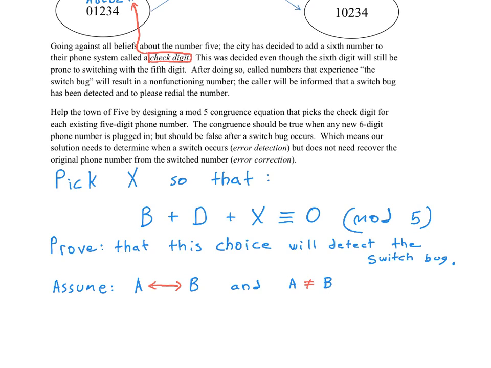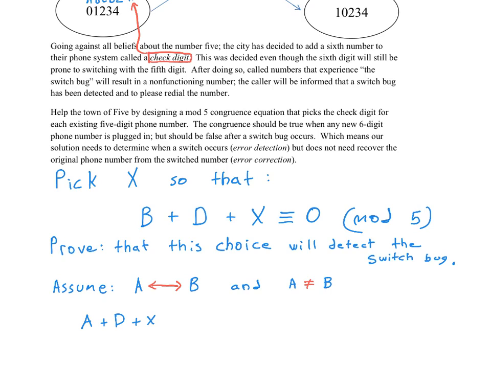But now we want to make sure that we no longer get 0, so that we can say, yes, this equation is false, and yes, a switch bug has occurred. So let's write down, after the switch occurs, you would be testing A, because it would now be the new digit that's in the second position, plus D, plus X. Let's see if we can think about that expression being not 0 anymore?